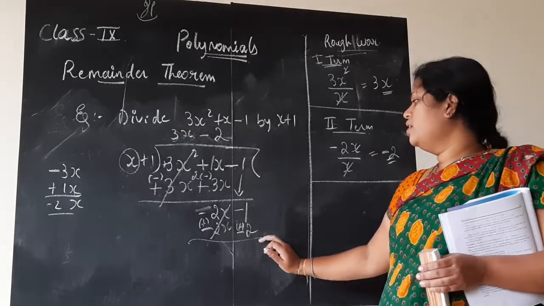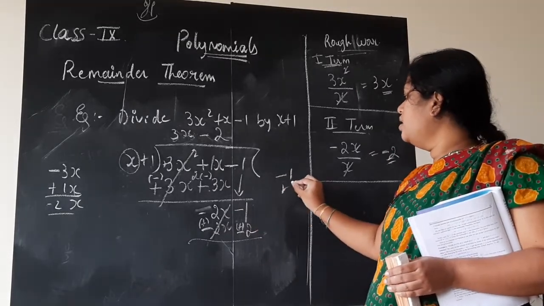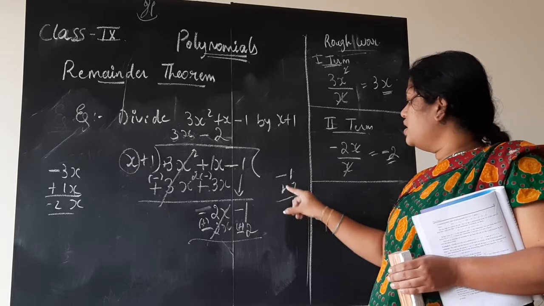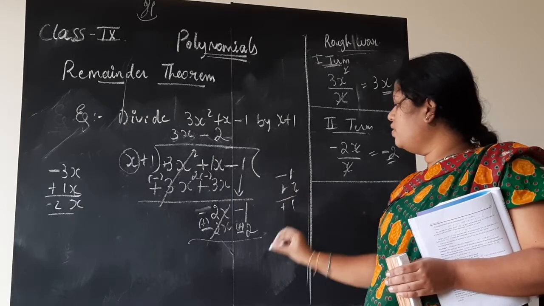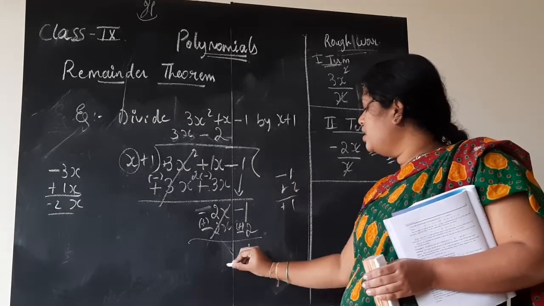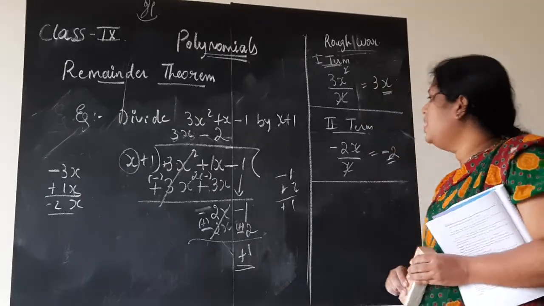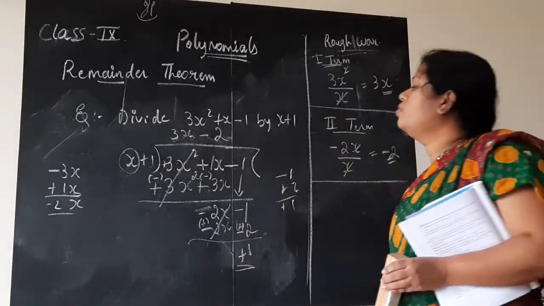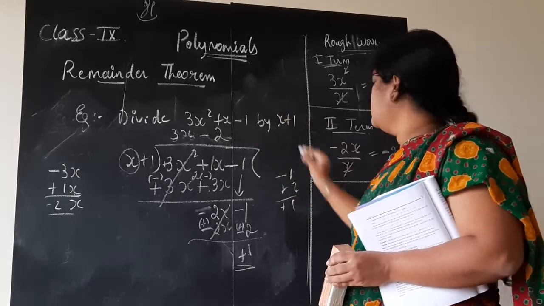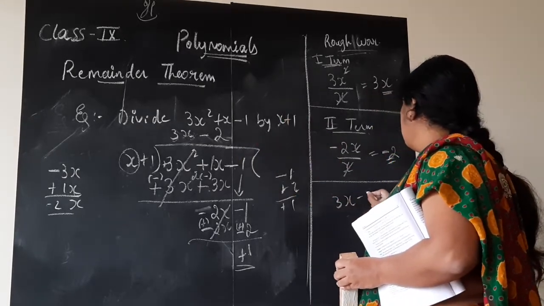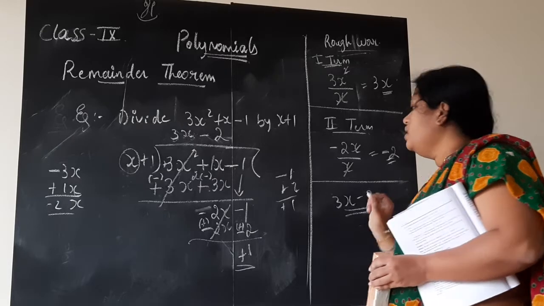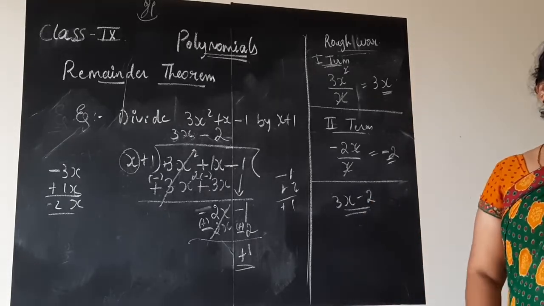I will write the answer. I have minus 1 plus 2. So 2 minus 1 is 1. 2 is greater than 1, and 2 has the plus sign, so plus 1 is the remainder. I am not bothered about the remainder here, but about the quotient. What we got as the answer, children, is 3x minus 2. 3x minus 2 is the answer.